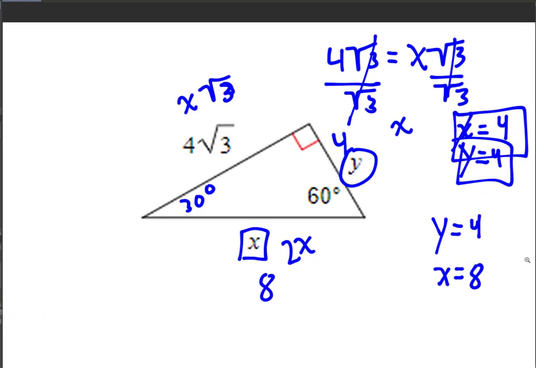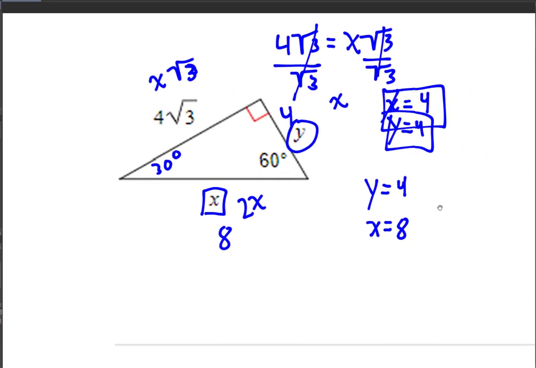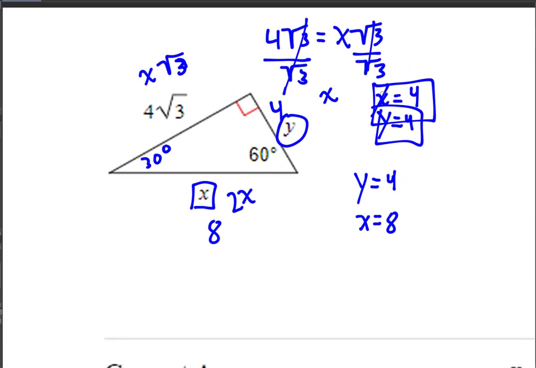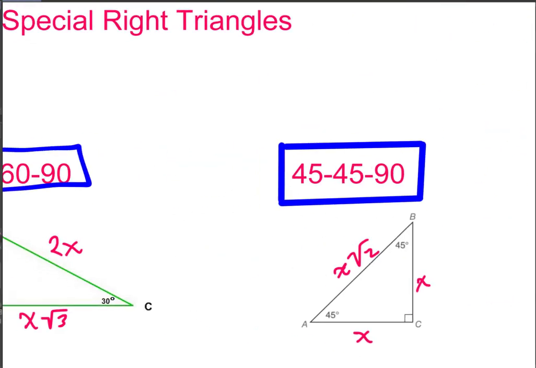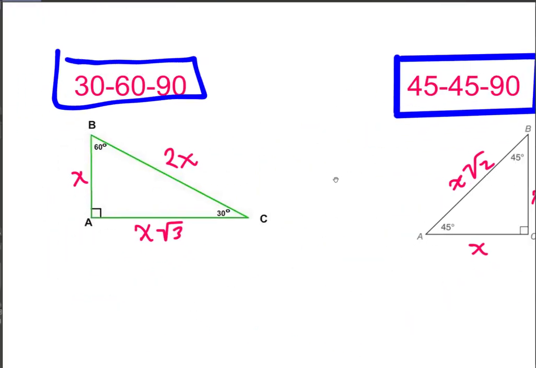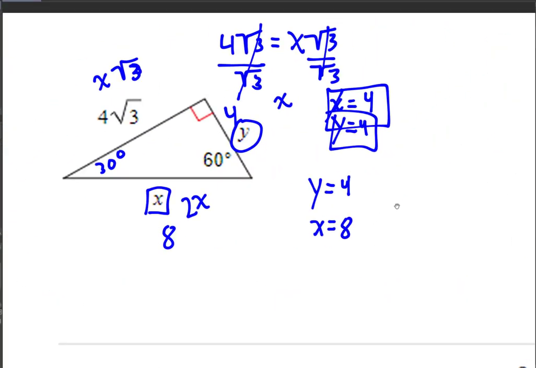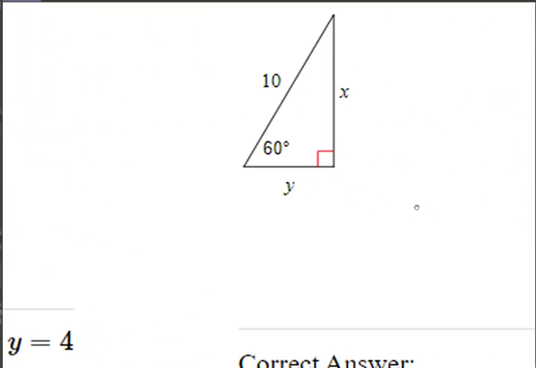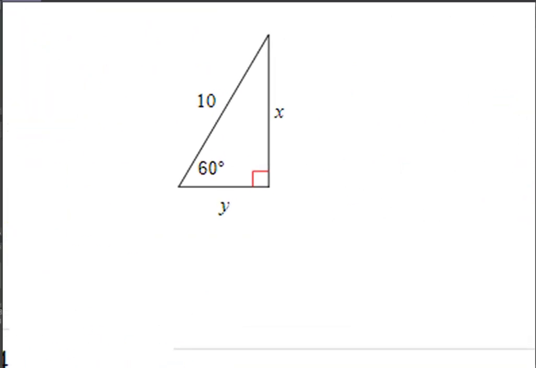Hopefully that makes sense to you. Once again, it got a little confusing because I was using x since I think of it as x over here, but I think I'll change that for the next one and use whatever variable they have there. In this case, that variable is y.